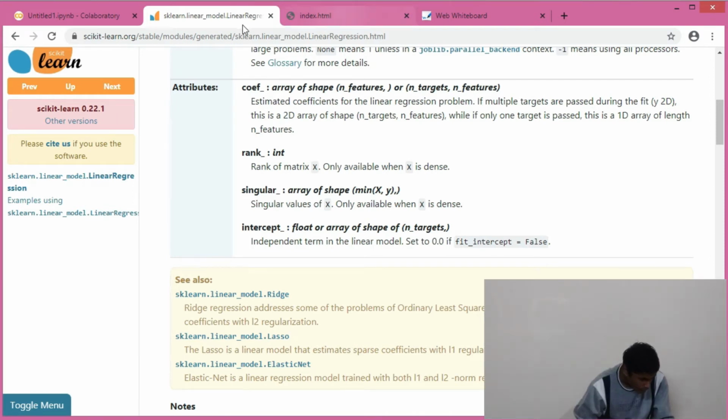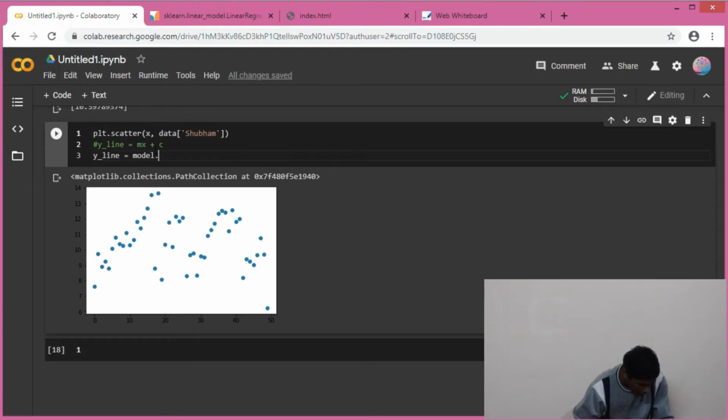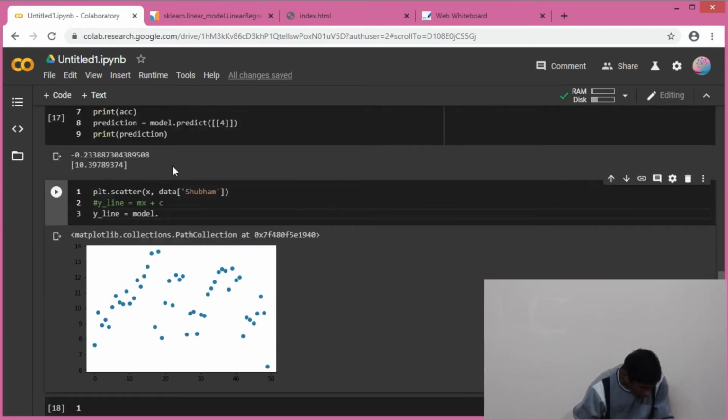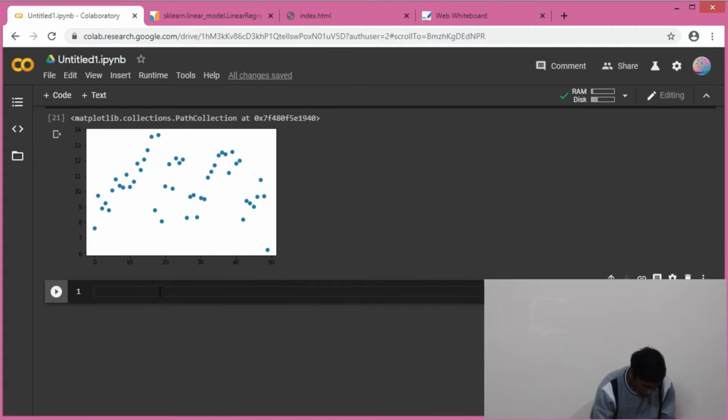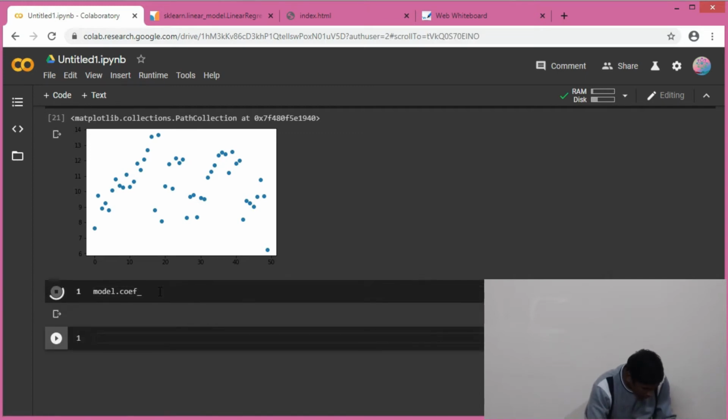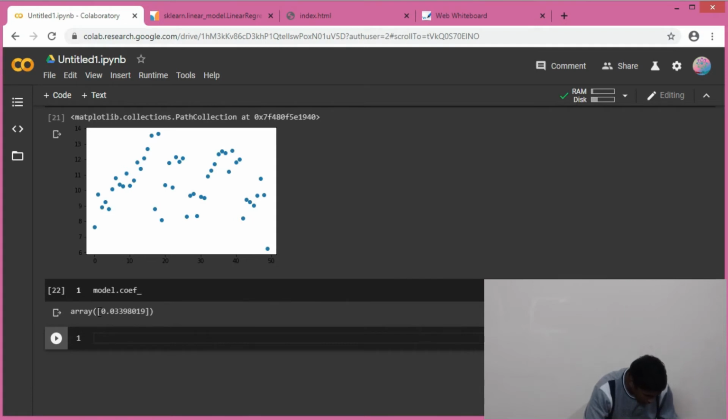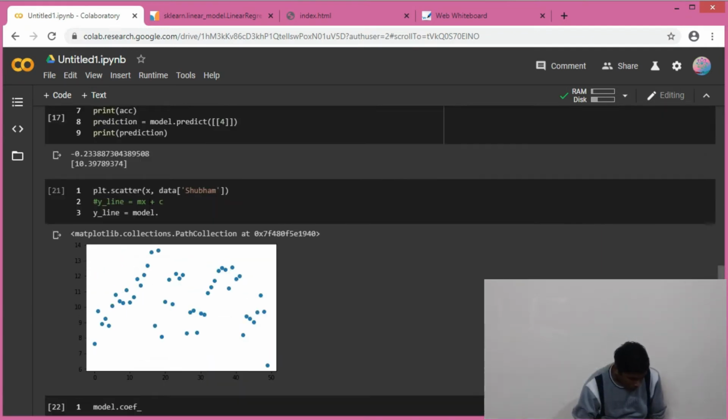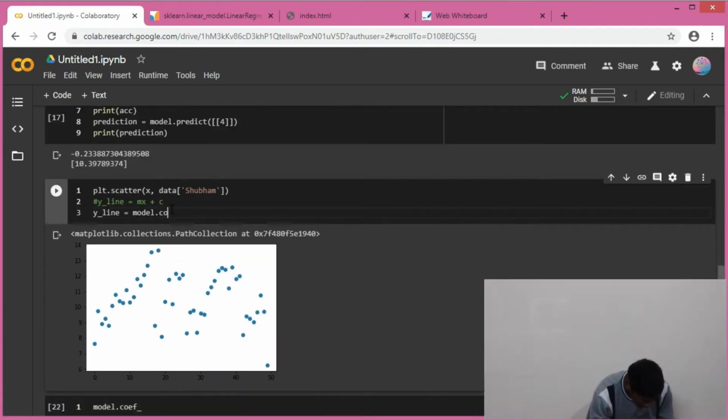But before that, I want to tell you how this is really working. Let me just tell you what my model dot coefficient is. Let me run that and see what our model dot coefficient is. So it's an array and we have a number here. That is our m, that is the slope. So right in here I can say coefficient, and that is the slope.